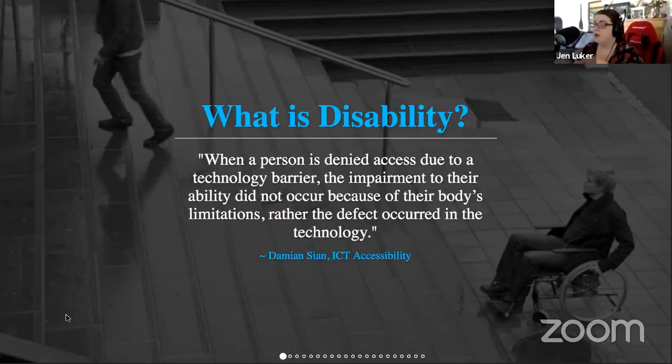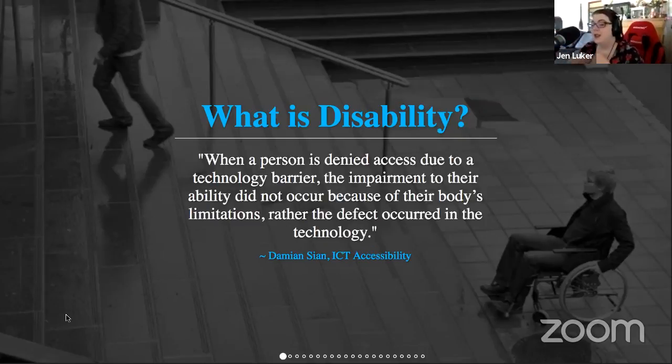So when we're talking about disabilities, what exactly does that mean? And I love this quote. When a person is denied access due to a technology barrier, the impairment to their ability did not occur because of their body's limitations. Rather, the defect occurred in the technology. So when you're talking about someone in a wheelchair and they're going into a third floor building and they need to go to that third floor, they wheel into the building and there's only stairs. That is a severe disability. They cannot physically get to where they need to be. Now, if they went into that same building and there was an elevator, they could use the elevator to get to the third floor, and they are no longer inhibited from being able to interact with this building and the people that they need to on the third floor.